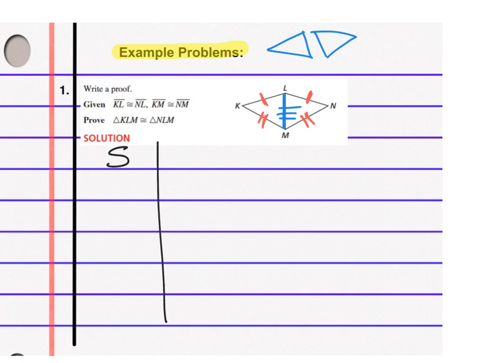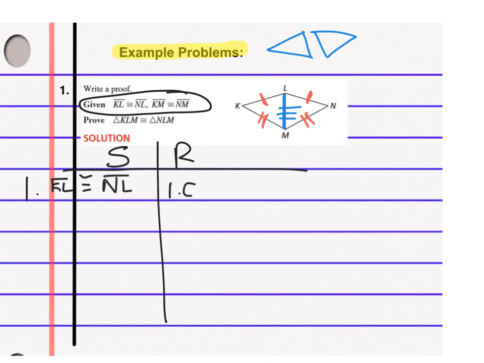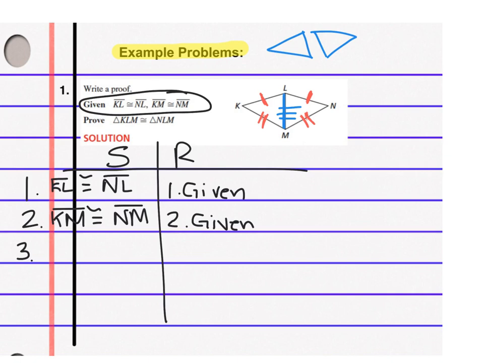So I'm going to go ahead and make my statements and my reasons. My first line, I always start with what's given. So I'm going to say KL is congruent to NL. That was given. KM is congruent to NM. That was also given. And the third line is going to be that third side, which is the blue line, LM. So LM is congruent to LM, and that is the reflexive property.